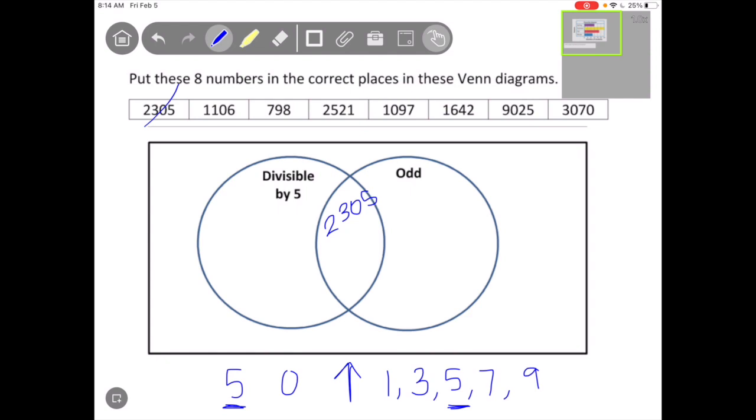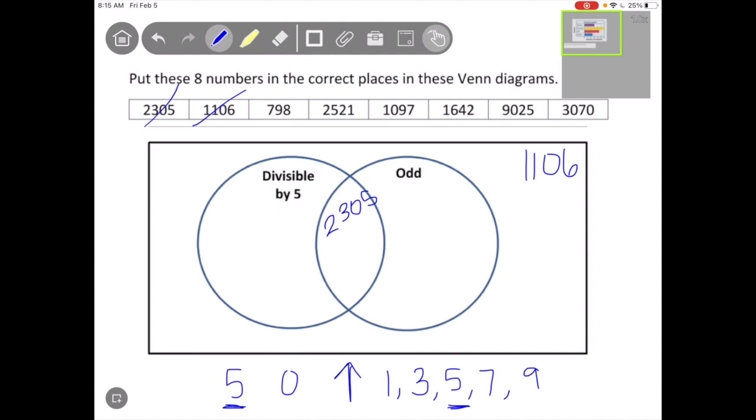Our next number is 1,106. That's not divisible by 5 because it ends in a 6, and it's not odd either. So if something doesn't apply, it goes on the outside. It does not go inside the Venn diagram because it doesn't fit any of our rules.